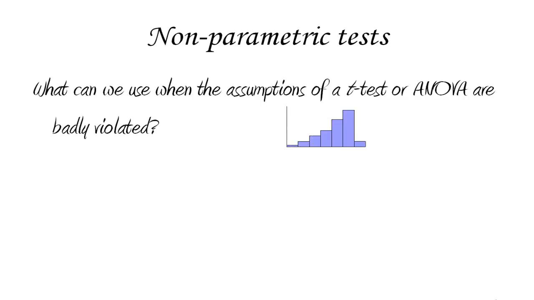For instance, let's say that the histogram of the data that we collect looks like this, very skewed, or like that, very bimodal. In this case, as I said, we really don't want to use either a t-test or especially an ANOVA. So what are we going to do?